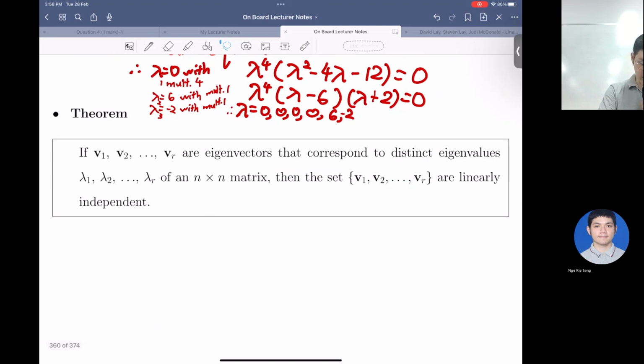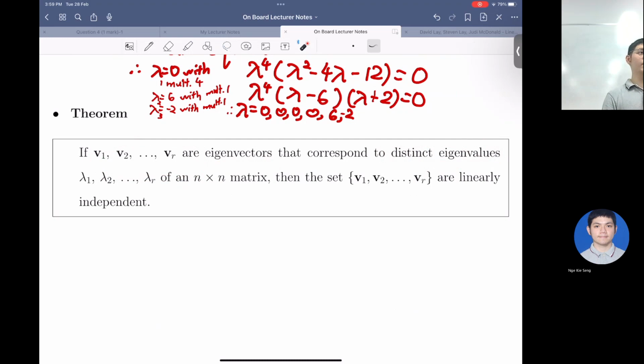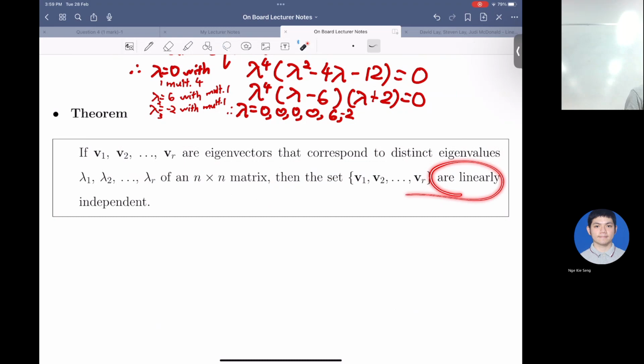Let's start with V1, V2 up to Vr, which are eigenvectors, and all of them correspond to different eigenvalues. Meaning, if you take matrix A and multiply V1, you get lambda 1 V1. You multiply V2, you get lambda 2 V2. Lambda 1 and lambda 2 are different. And then you get lambda 3, different from lambda 1 and lambda 2, and so on. Then the set V1 up to Vr is linearly independent.